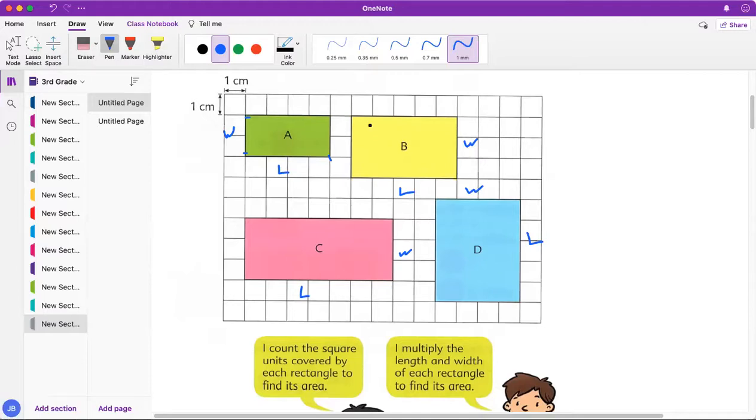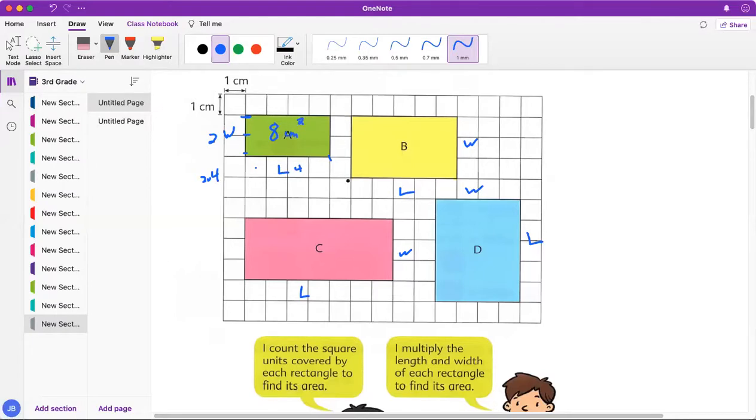All right, Nolan, what do you think? Eight square units. Eight, because here we have one, two, and then we have one, two, three, and four on the bottom. So it's 2 by 4, and 2 times 4 is 8. And then centimeters squared.